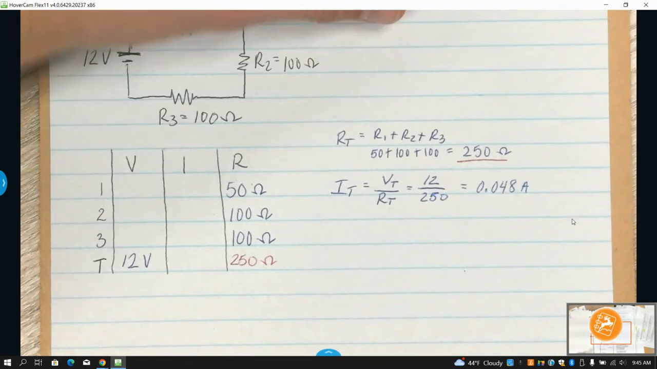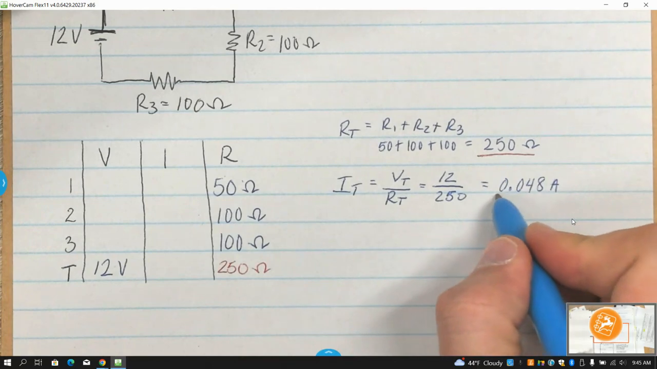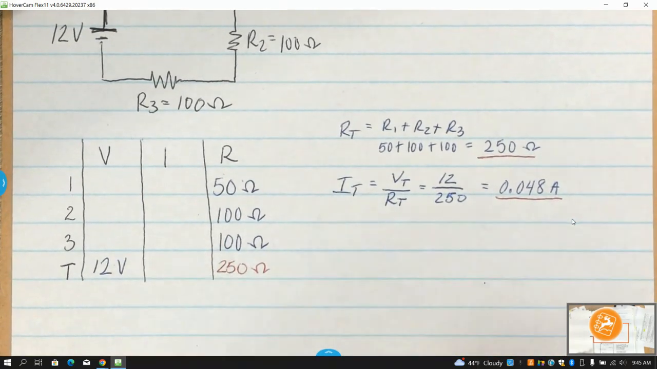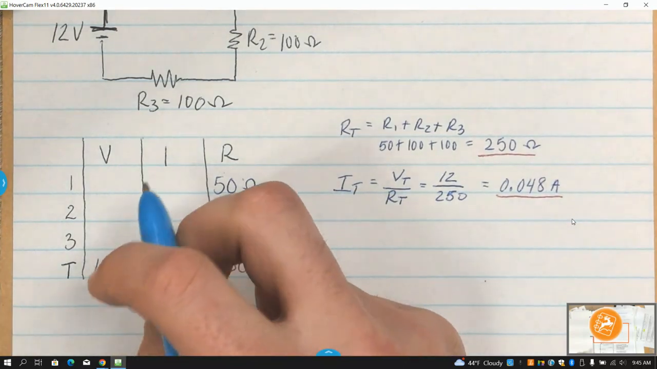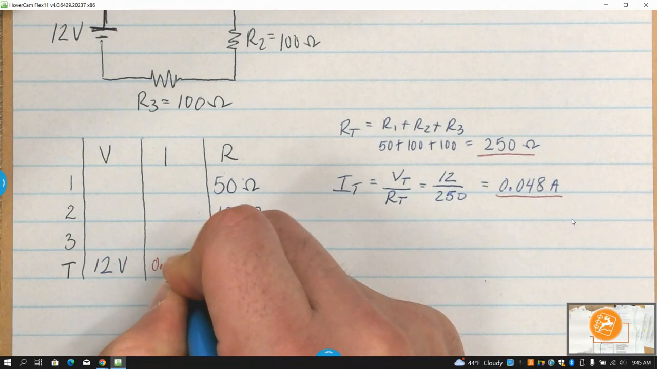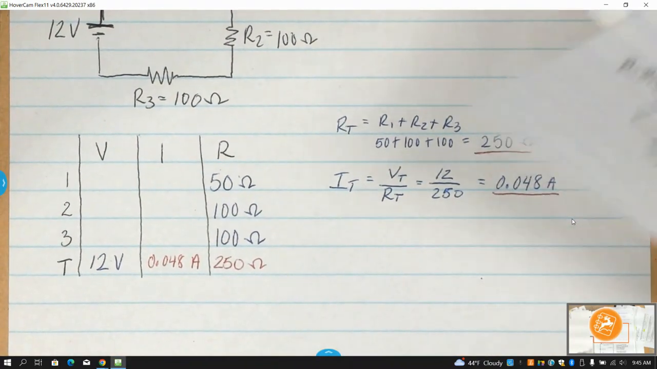Amps is my unit. Thank you. All right, so cool. So where can I put this in? I can put it in for IT, right? Yeah. Okay, so that's what I'm going to do. I'm going to put this 0.048 in. And okay, now that's great.